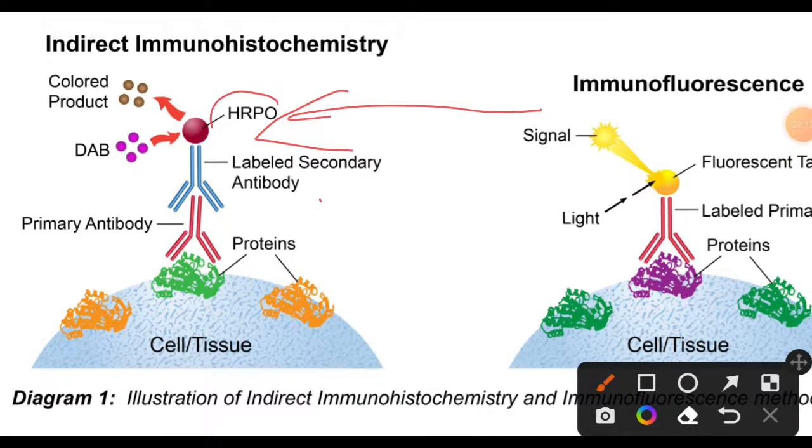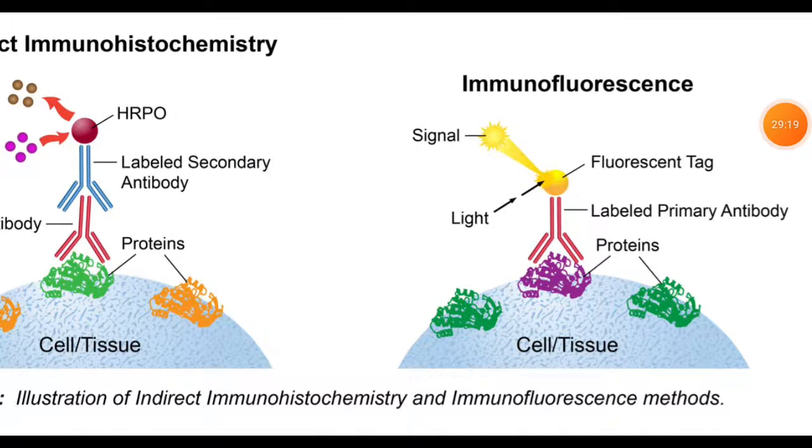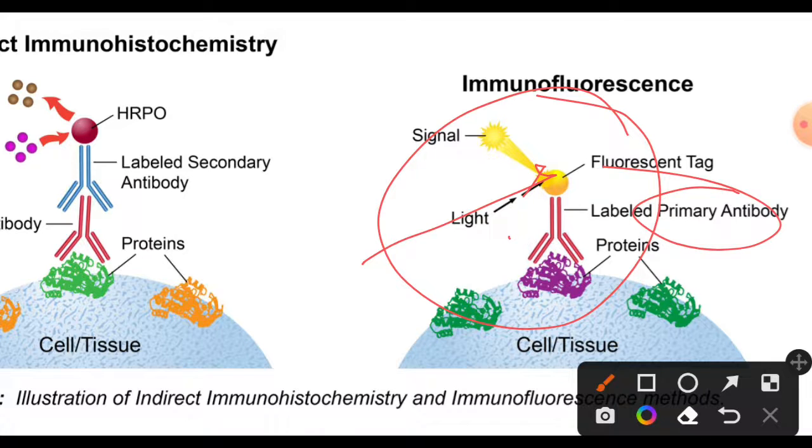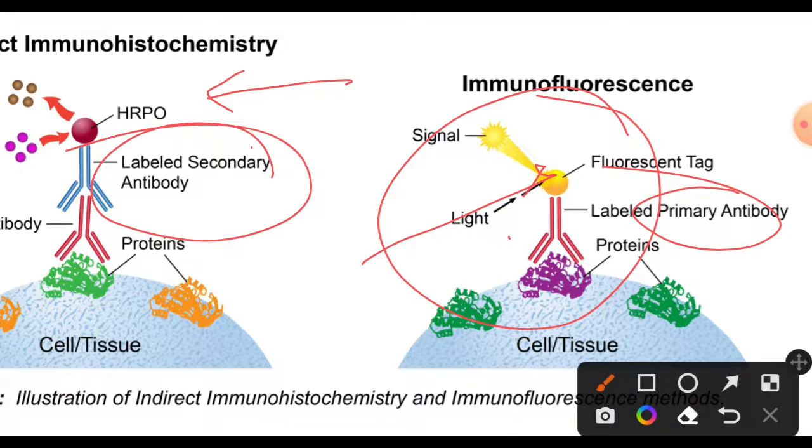Although here they have described this picture as an enzyme, we can also use fluorescence. Just see this one. Okay, so we can do this directly by attaching the fluorescent molecule to the primary antibody, or we can use that indirect method. Here we have to label the secondary antibody with a fluorescent tag.